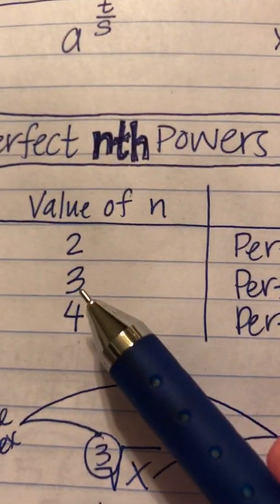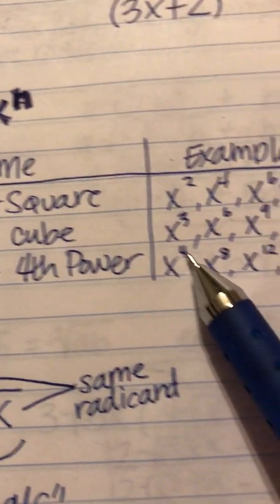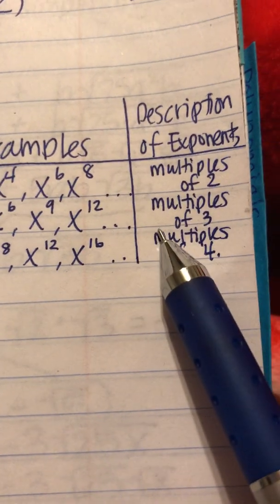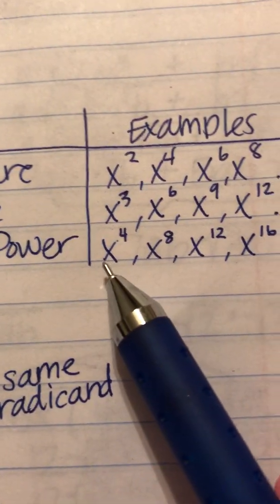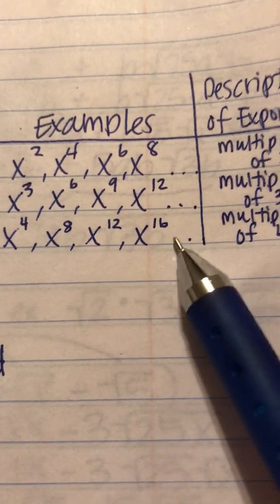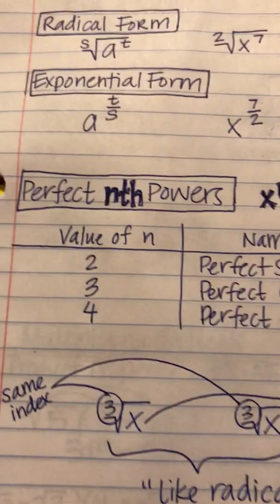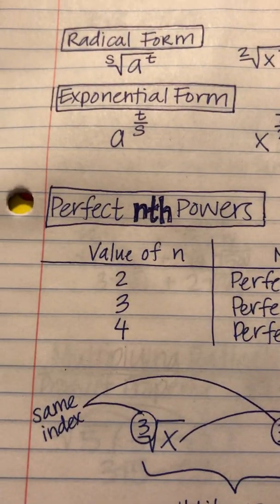If we're looking at cubes, okay, perfect cubes, x to the 3rd, x to the 6th, x to the 9th, x to the 12th, these are all multiples of 3, okay? And finally, perfect fourth powers would be x to the 4th, x to the 8th, x to the 12th, x to the 16th, and obviously all these go on and on. So these are multiples of 4. All right, so when we're looking at simplifying, it's important to remember these perfect nth powers.